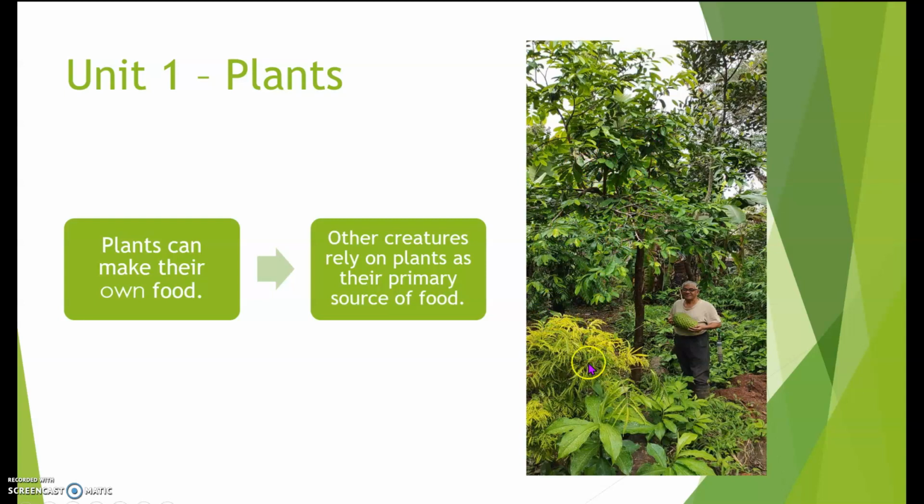Very good. So unlike other organisms, we already know that only plants can make their own food. They don't need to eat other plants, or other food or other animals. And also other creatures, such as animals and human beings like us, we rely mostly on plants as a source of food. We eat vegetables, we eat fruits, and also animals. Now, next slide.